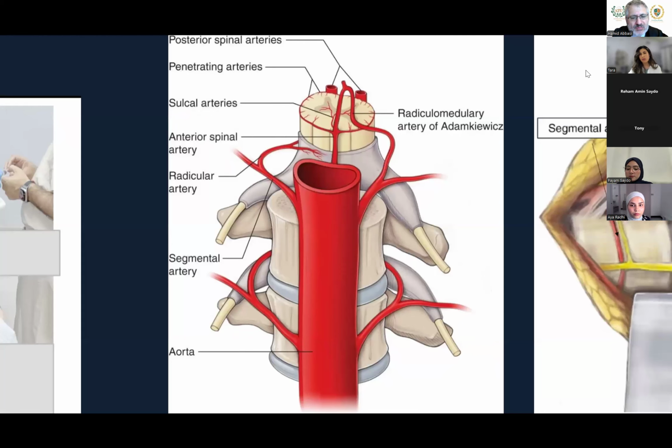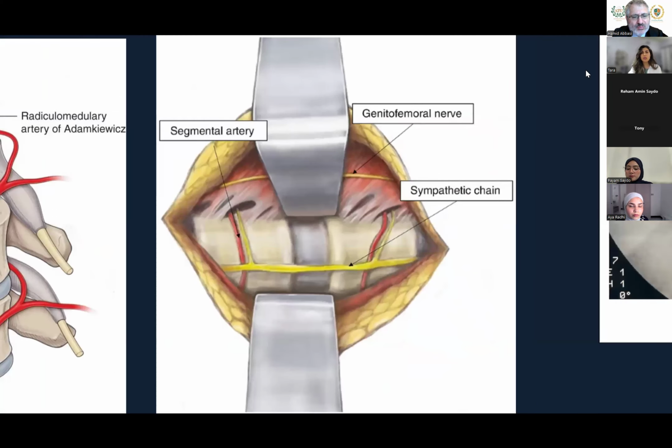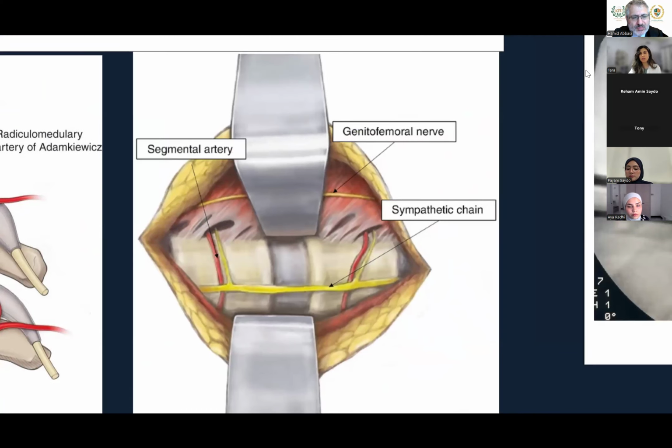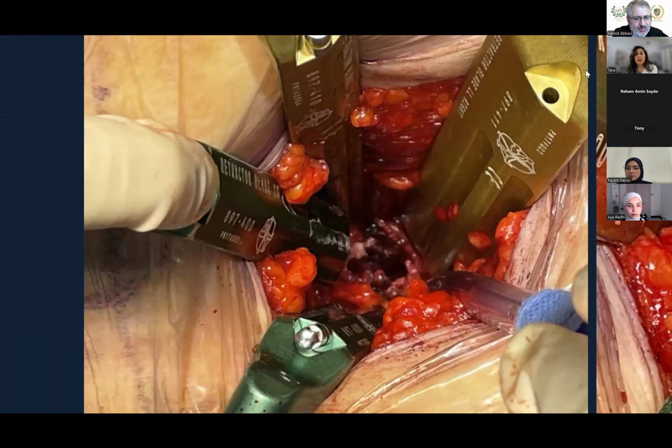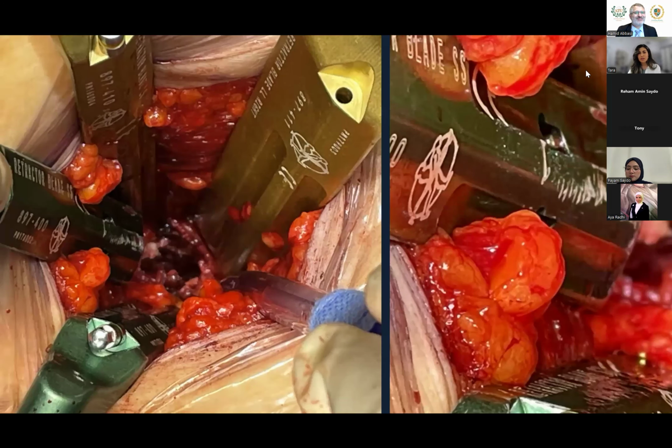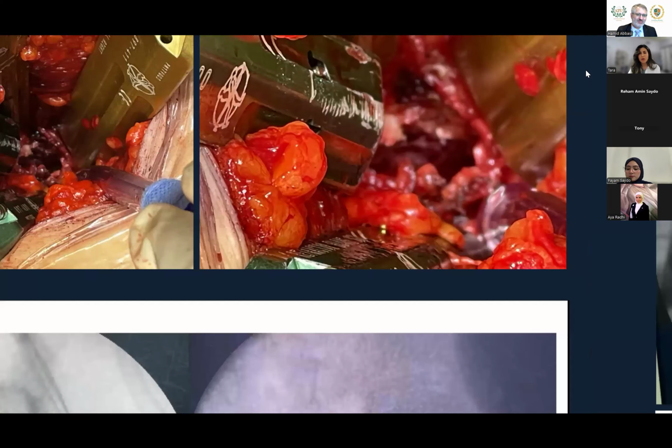When you reach the vertebra, you'll encounter some vital structures such as segmental arteries, which we usually see over the lateral aspects of the vertebrae. However, it's easy to avoid them. We also see the sympathetic chain and genitofemoral nerve, which lie over the psoas muscle and are retracted posteriorly, decreasing the risk of injury. I was seeing the segmental arteries and the sympathetic chain very well, but probably my phone was not helping me to show it clearly here. However, this is an intraoperative view of how you see the disc space.